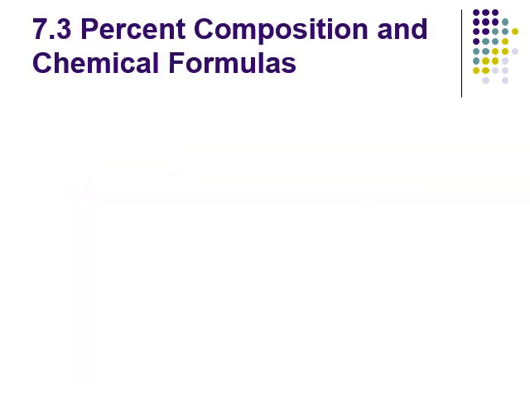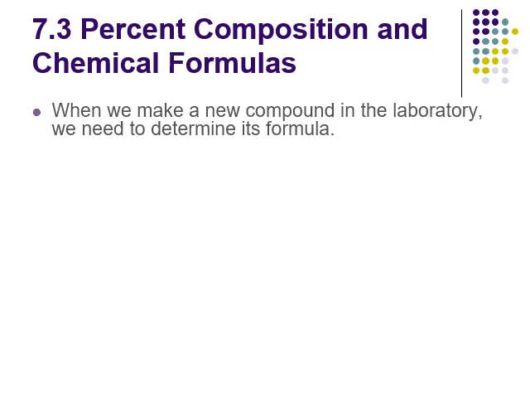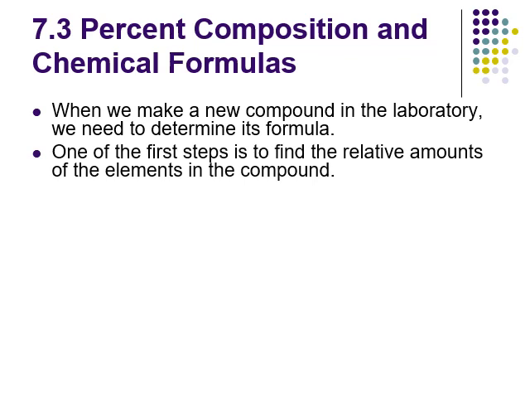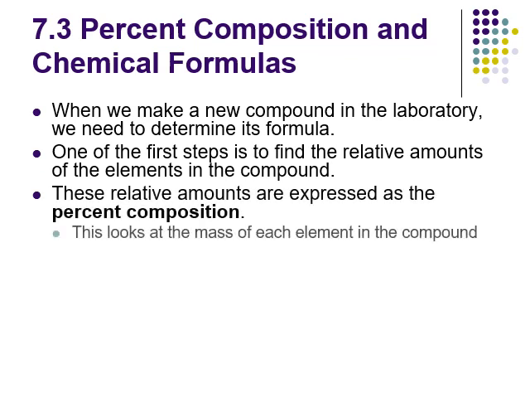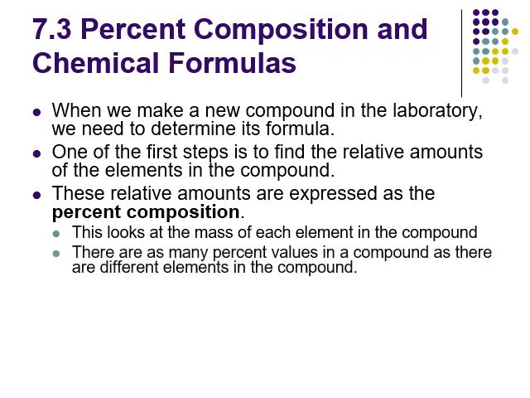Okay, so now we're going to do some other calculations looking at percent composition and what that means. The idea is that we've made a compound in the laboratory and we want to find out what it is. One of the first steps is to find the relative amounts of the elements within the compound. We call those relative amounts the percent composition, and it is based upon the mass of each element in the compound. So if a compound is 25% carbon, that means that 25% of the mass of the compound comes from carbon.